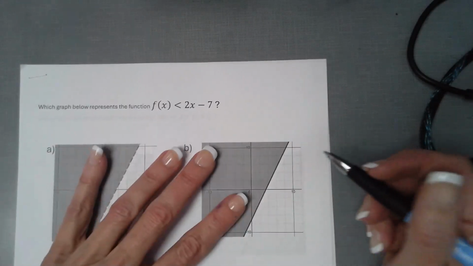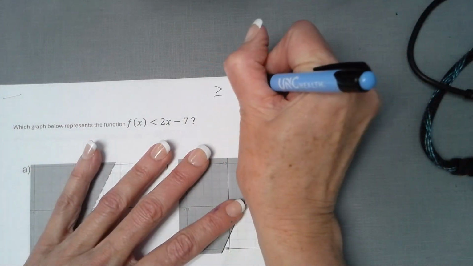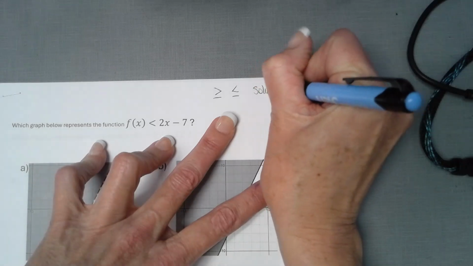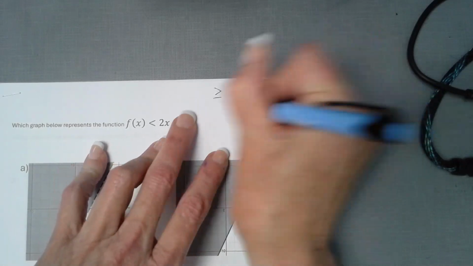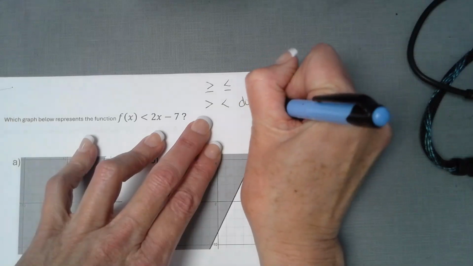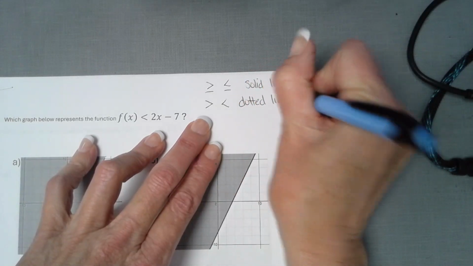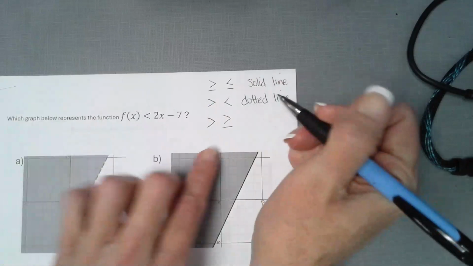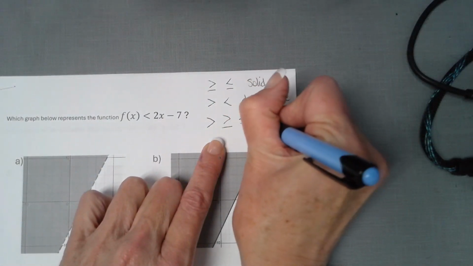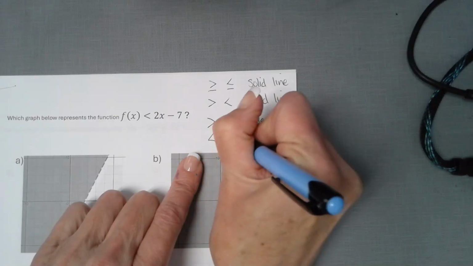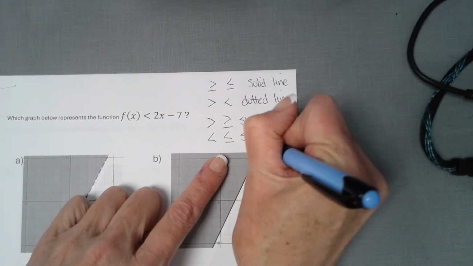So just as a review, maybe what might help you, and you're going to need to know this, is that when you have equal to bars, that is going to be a solid line. When you do not have equal to bars, that's going to be a dotted or a dash line. This was in your notes from advisory last week. When you have greater than or greater than and equal to, you're going to shade above. And when you have less than or equal to, you would shade below.